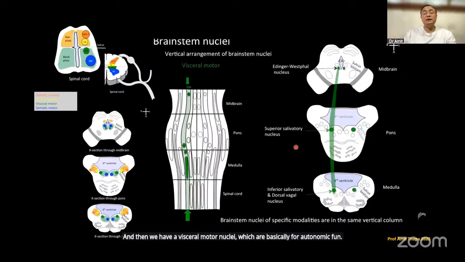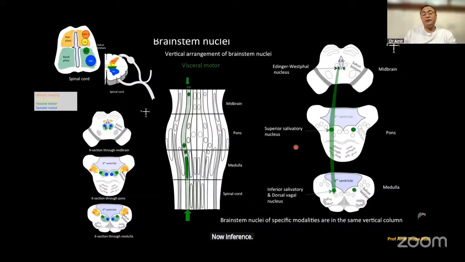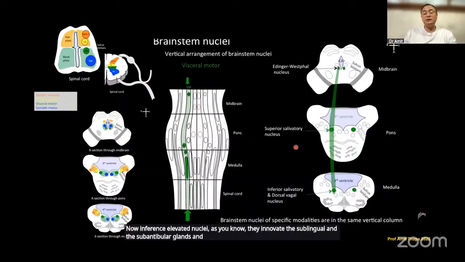So the Edinger-Westphal nucleus lies in the midbrain, lateral to the branchial motor nuclei, followed by the superior salivatory nucleus, which innervates the parotid and the lacrimal glands and is found in the pons, and the inferior salivatory and dorsal vagal nuclei in the medulla. Now, inferior salivatory nuclei, as you know, innervate the sublingual and the submandibular glands, and the dorsal vagal nucleus is a major outflow for the vagus nerve and helps with the autonomic functioning of our gut.